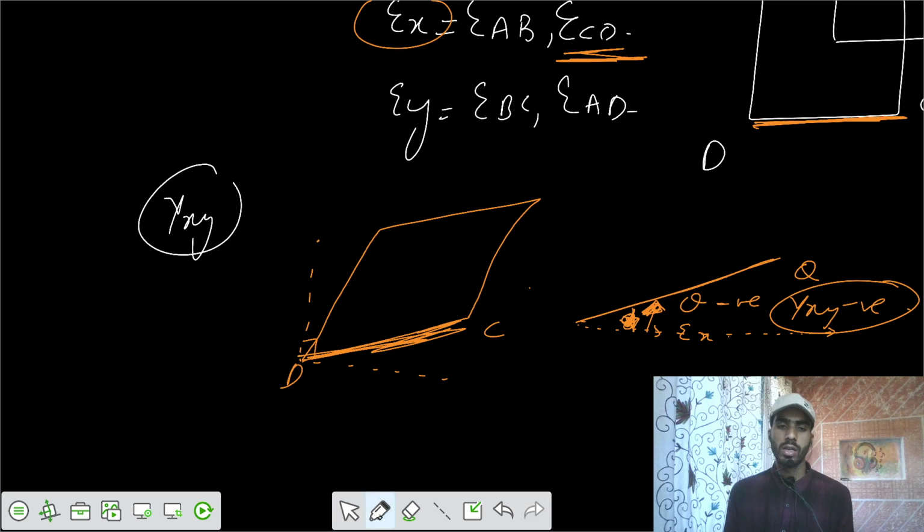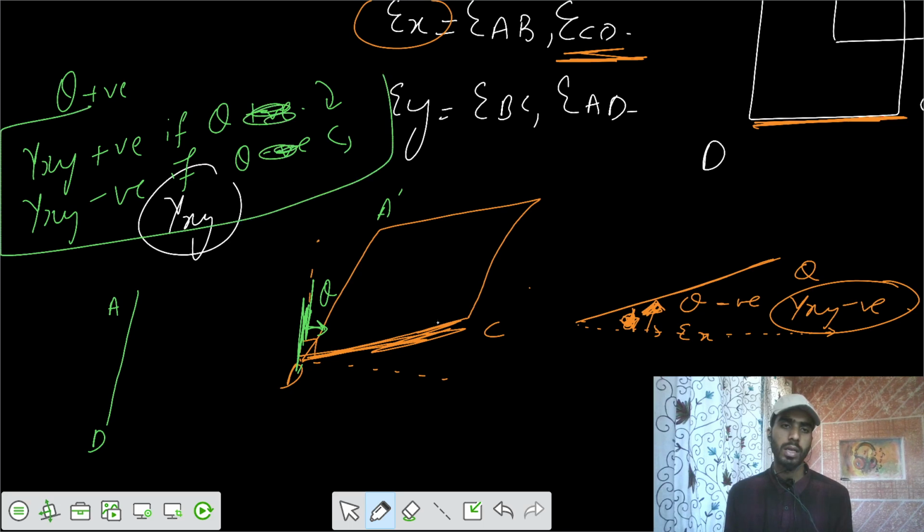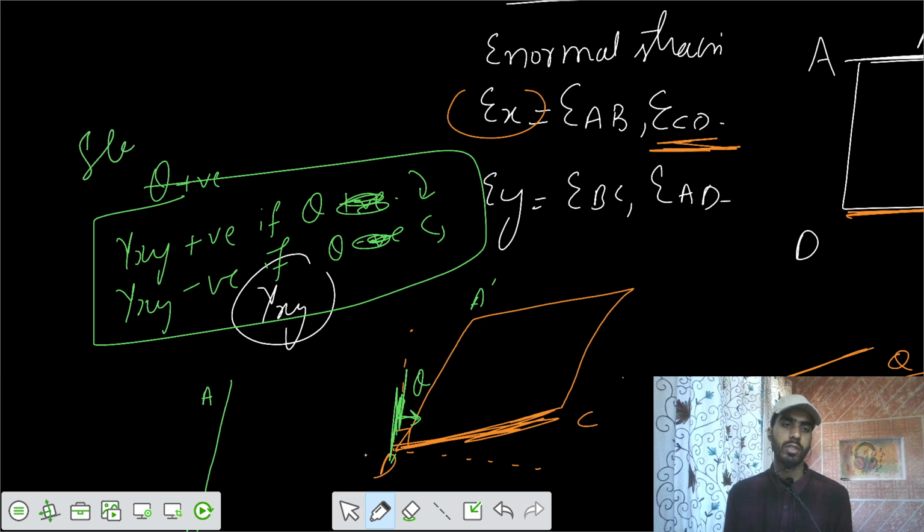And similarly, for the next part, this one was your D comma A. This was AD, and it has shifted to another location, A dash D dash. Then there is some theta developed with respect to the vertical, clockwise, so I would say theta is positive. So the final conclusion is that gamma xy is positive if theta is positive, and gamma xy is negative if theta is negative. Theta positive means clockwise, and negative is anti-clockwise. Keep this as the sign convention for Mohr's circle related to strains.